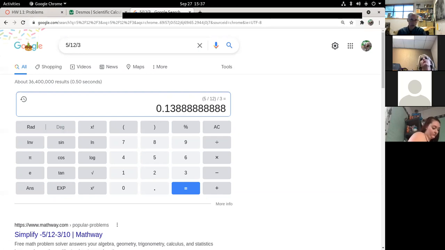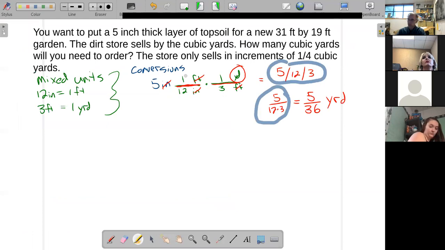All right, so we've converted 1. So this right here is my thickness. I'm just going to make a note of that. My new thickness.